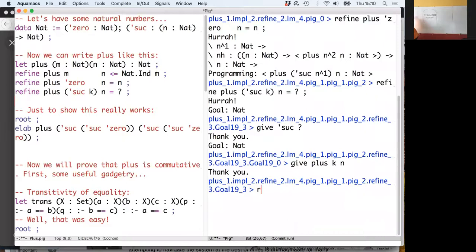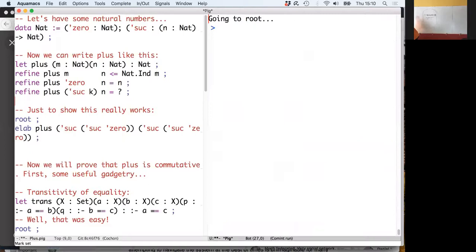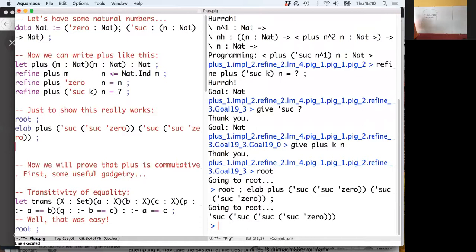So I can go back out to the root. Oh, that's what the next thing is anyway. And let's see what happens. Right, we actually managed to add two and two and get four. So that's reassuring.